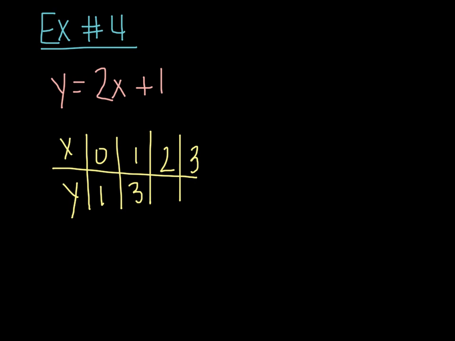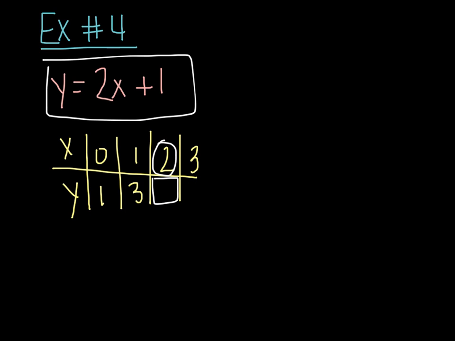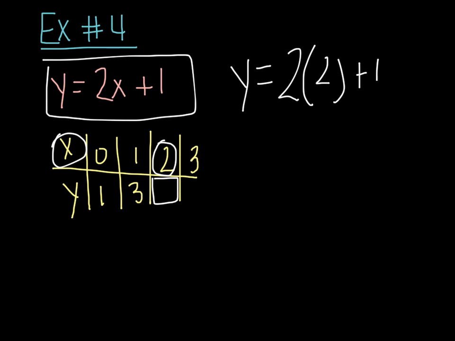Example 4, y equals 2x plus 1. For my first missing value, I have a 2 in place of the x. So y equals 2 times 2, plus 1. 2 times 2 is 4. And 4 plus 1 is 5.